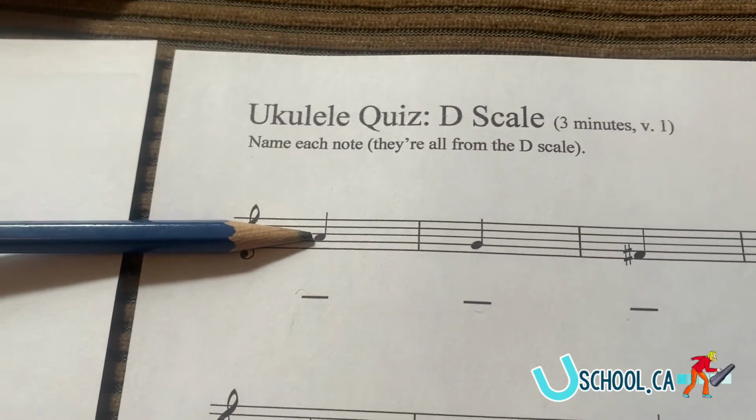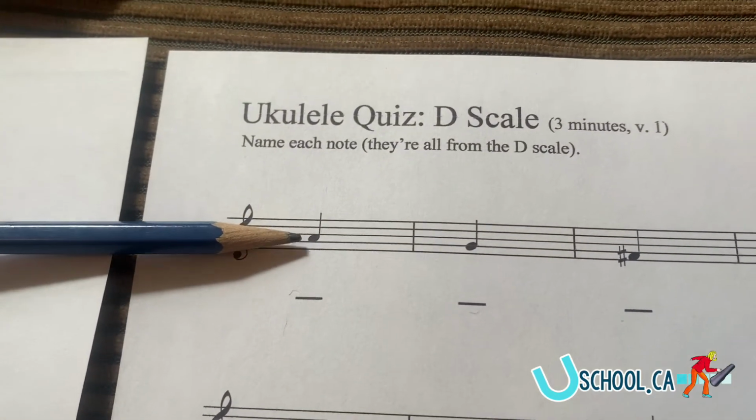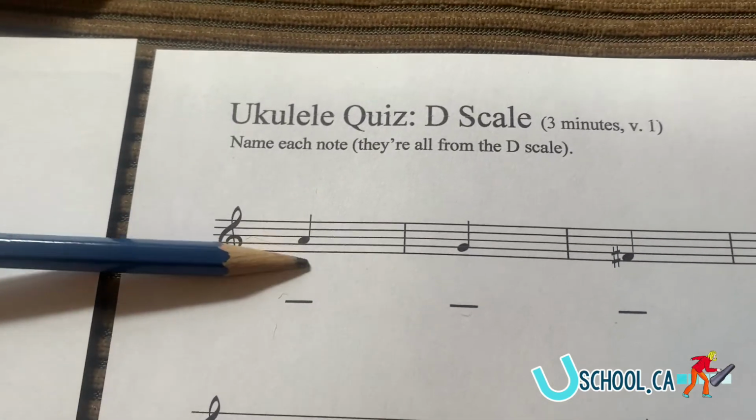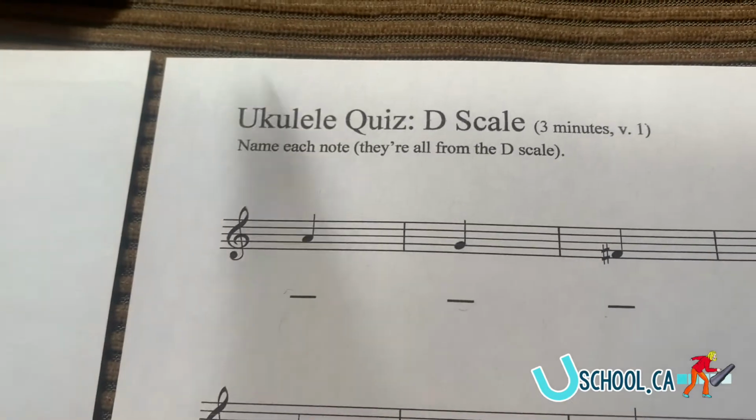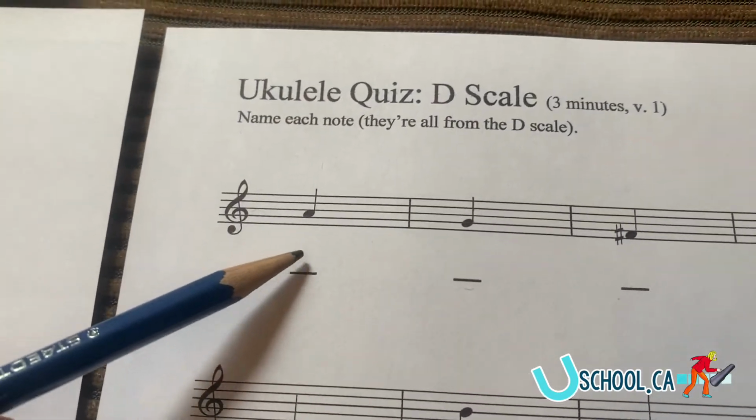F, A, C, E. Correct. That's an A. Now, we could just write down A here. I've got my left hand pointing, so I'm not going to write it. You can write in an A.